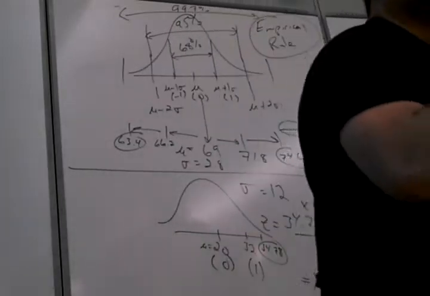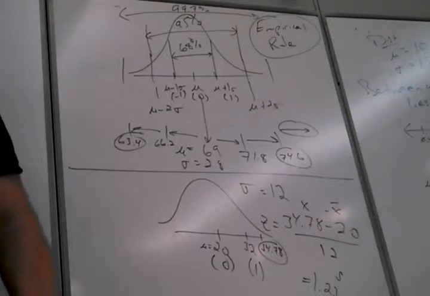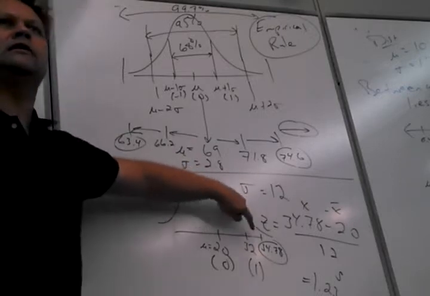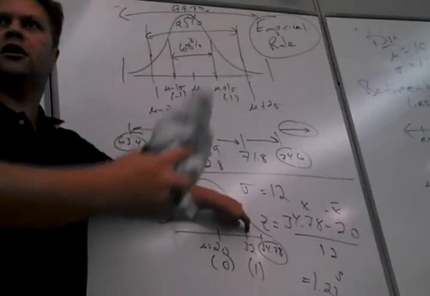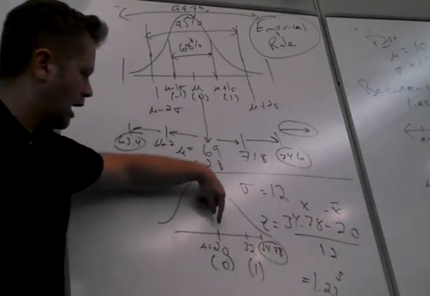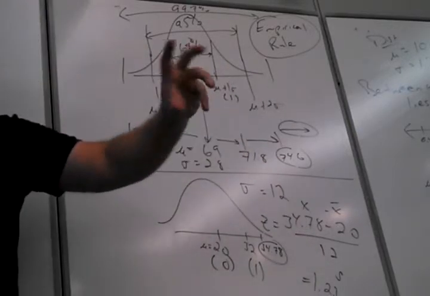Yes, sir? So is the z-score the steps? Z-score is the number of steps. That doesn't even make sense until I talk about what unit of measure you are going to use. So the standard deviation is the unit of measure I use. So how far apart are these? 1.23 standard deviations apart.